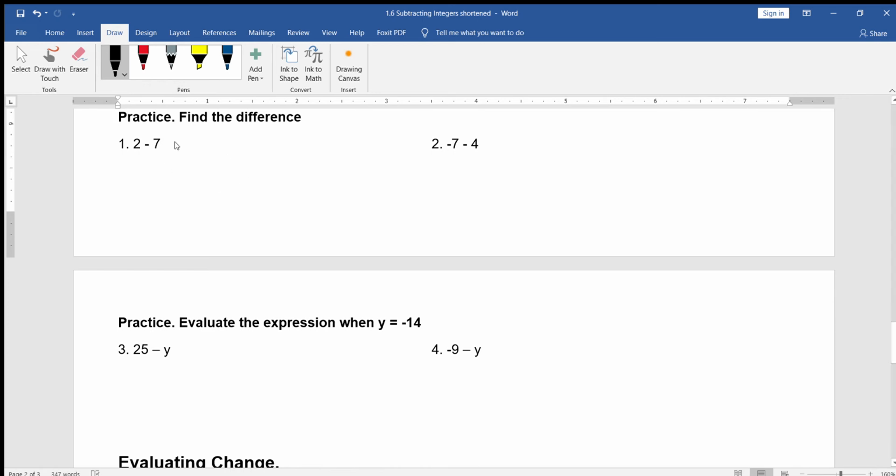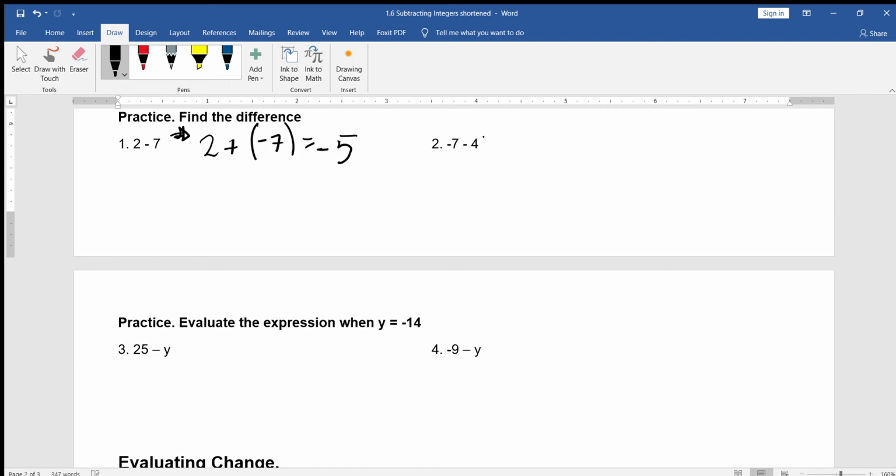2 minus 7. First thing first is change the subtraction to addition problem, and that is 2 plus, minus becomes plus, and 7 is now negative 7. 2 plus negative 7 is addition rule. Anyone? You'll get 5. And what is the sign? Positive or negative? Negative.